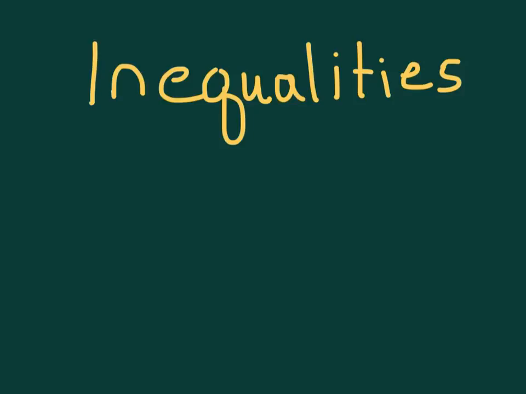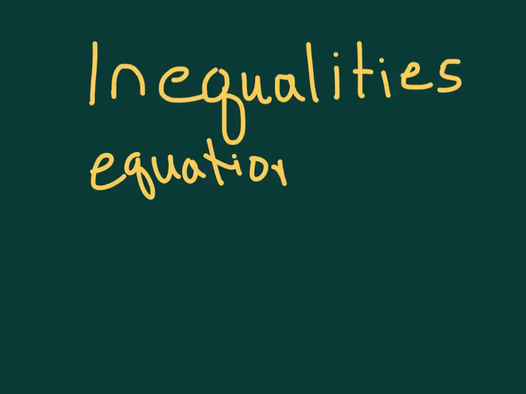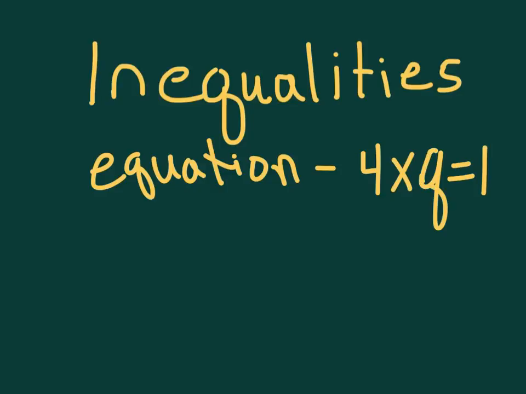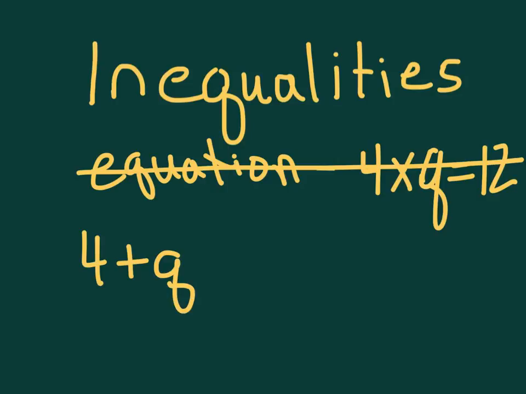Versus an equation where it says equal. For instance, an equation would be something like 4 times, we'll just do Q, equals 12. That's an equation, and I would solve for that missing variable. That's not what we're doing. We're talking about inequalities, where it might be 4 plus Q is less than 12.